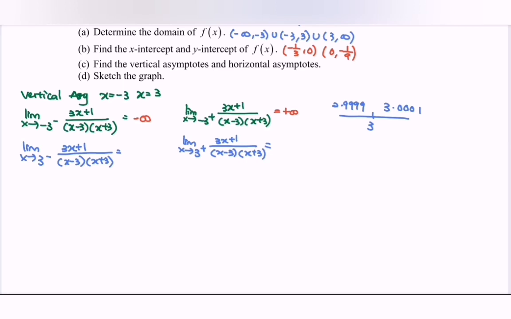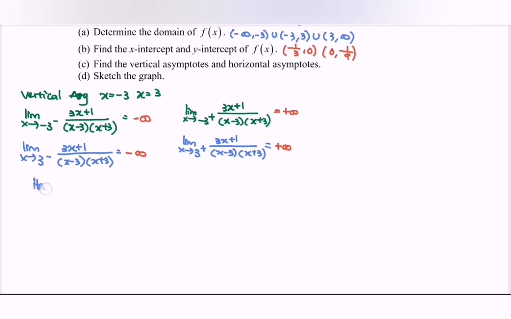If we substitute for the left, which is 2.9999, here we have positive, then a negative, followed by a positive. So we have negative infinity. As for the right, we will have positive, followed by positive, and then positive. So we have positive infinity. So that would be the behavior for the vertical asymptote as x approaches negative 3 and also as x approaches 3.